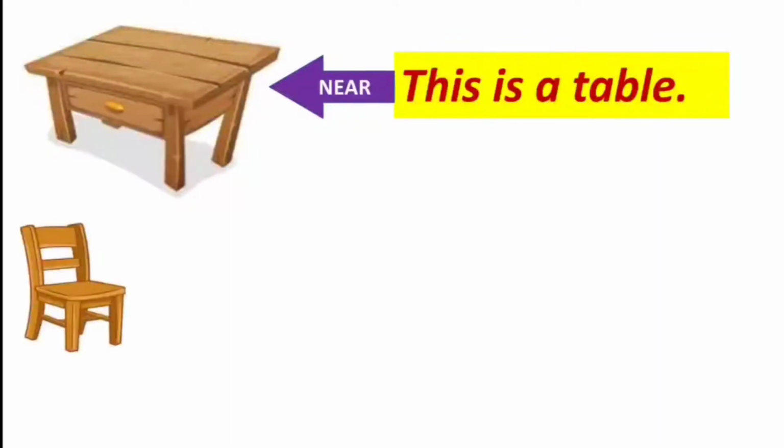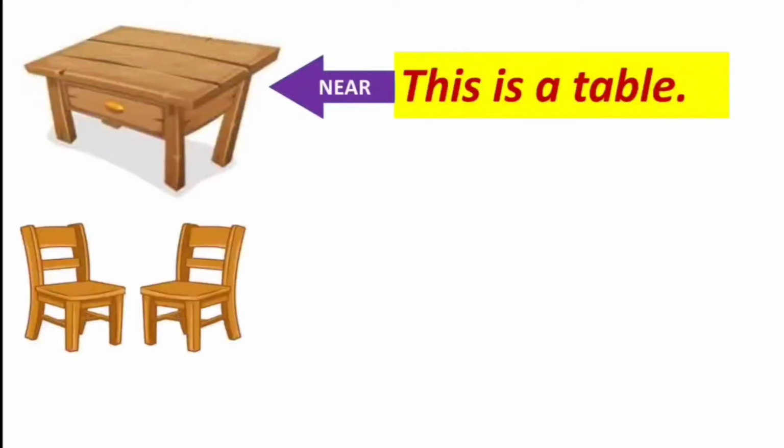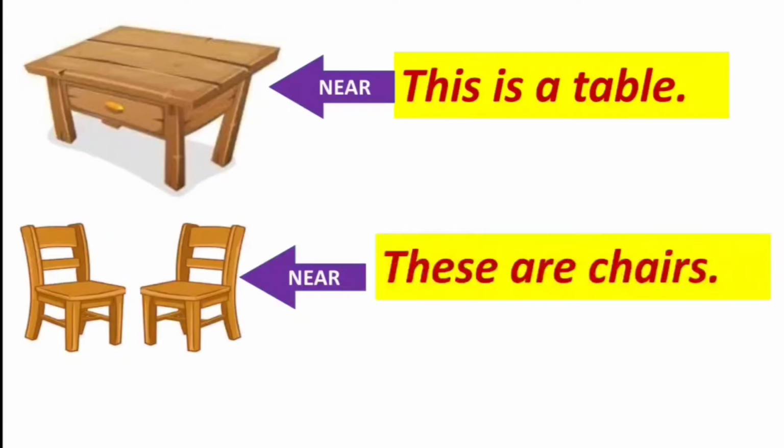Now can you see this picture once again? Yes. How many chairs are there? 2 chairs. These 2 chairs are near us. So what we will use, or what we will write now? We will write these are chairs, because there are 2, there is more than one chair and these chairs are near us. So we will use these are chairs.